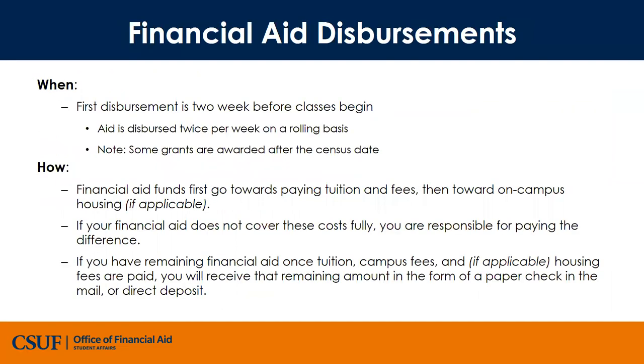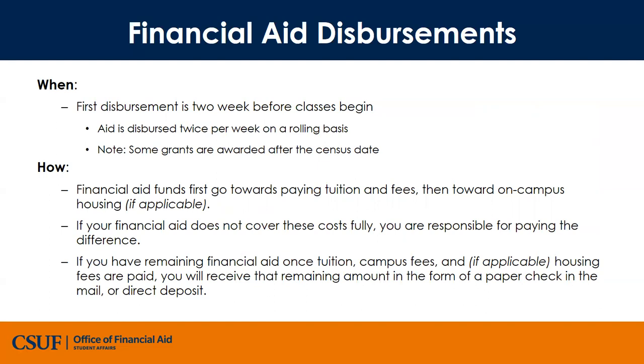Next, we will cover financial aid disbursements. The first disbursement will take place 2 weeks before the start of class. After that, financial aid will disperse twice per week on a rolling basis. Please note that some grants are awarded after the census date, which typically occurs 4 weeks after the start of the semester. Additionally, financial aid funds go towards paying tuition and fees, then towards on-campus housing if applicable.